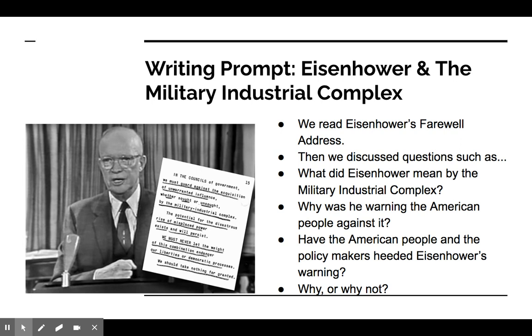We also analyzed whether the American people and policymakers in the ensuing 60 years since the address had heeded Eisenhower's warning, and talked about why or why not. Generally speaking, we came to the conclusion that the American policymakers had difficulty heeding Eisenhower's warning, and that indeed the military-industrial complex has been a contributing factor to foreign policy.